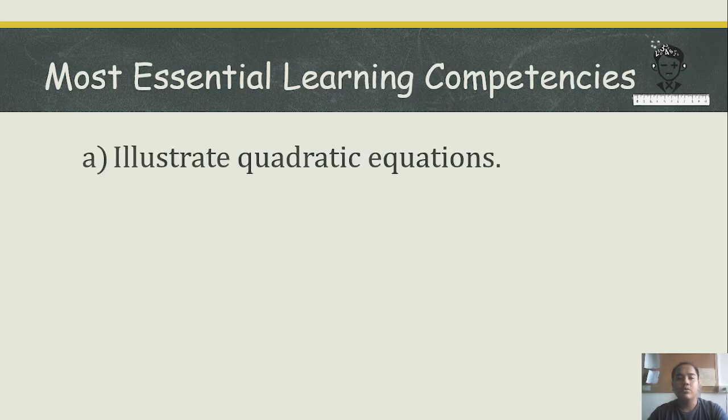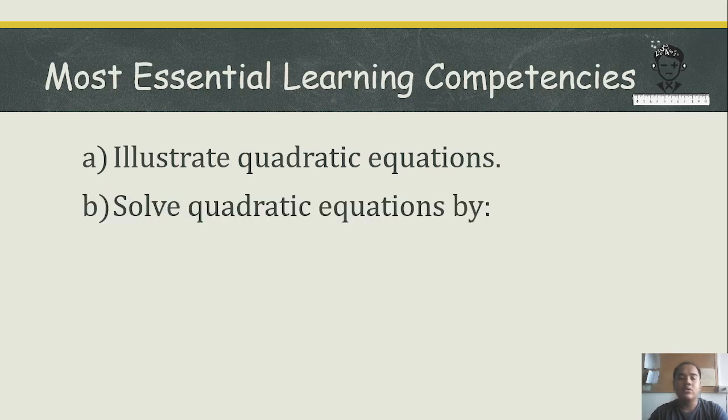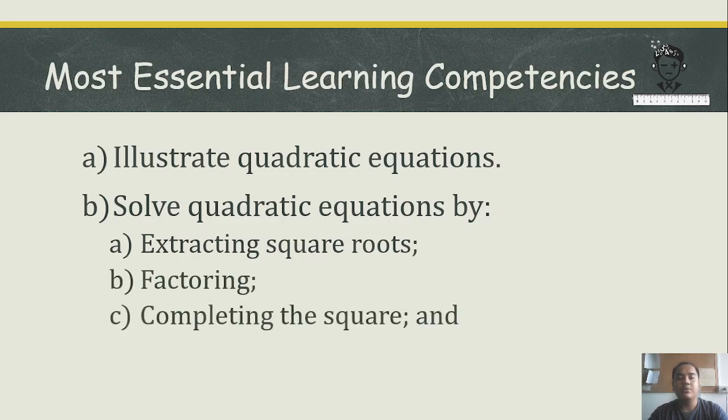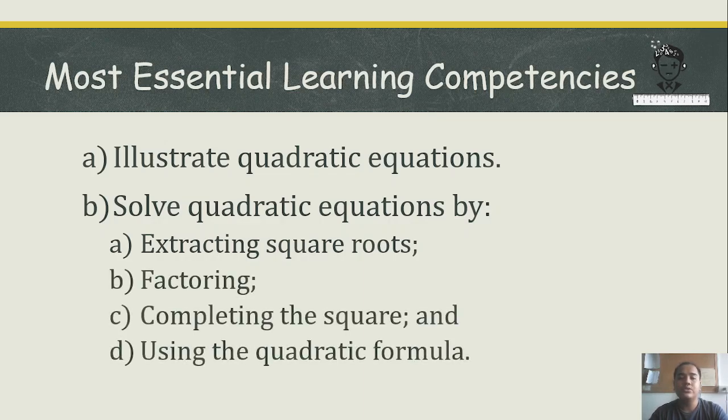Number 1, letter A, illustrate quadratic equations. Letter B, solve quadratic equations by, so there are 4 methods. The first one is extracting the square roots, factoring, completing the square, and the last one is using the quadratic formula. So we have 4 methods for objective number 2. And for objective number 1, we are just going to define and describe what quadratic equations are.